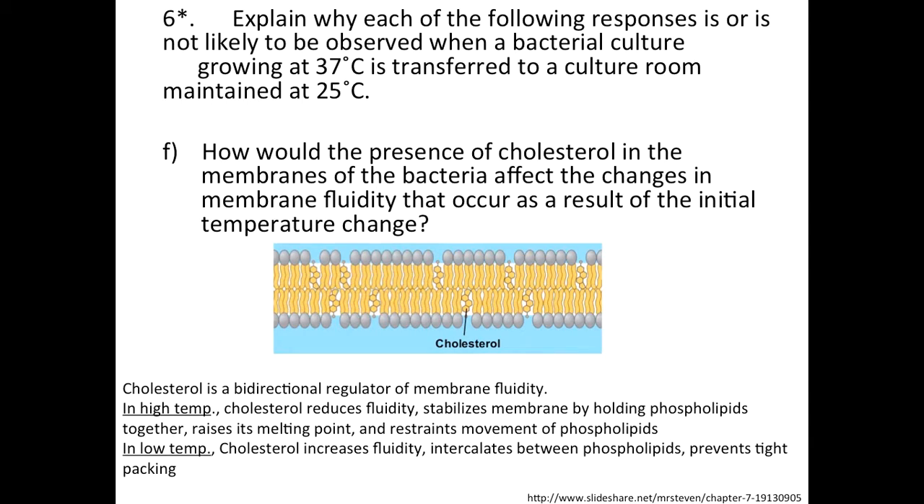In high temperature, cholesterol reduces fluidity, stabilizes membrane by holding phospholipids together, raises its melting point, and restrains movement of phospholipids. In low temperature, cholesterol increases fluidity, intercalates between phospholipids, and prevents tight packing. So the decrease in membrane fluidity that occurs as a result of the drop in temperature would be less extreme if the membranes contained cholesterol.